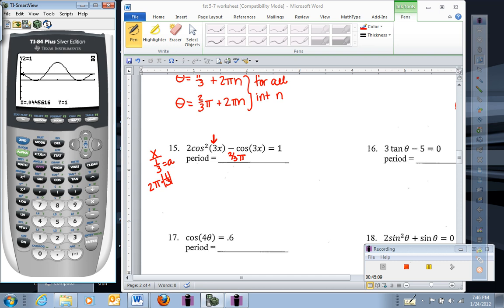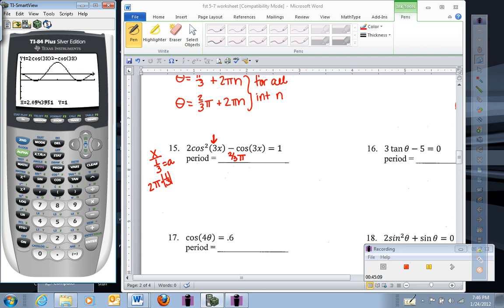So I'm going to go second, trace, go to number 5. And when I do that, my calculator does some thinking, and then notice where it takes my cursor? It's way over here at 2.094. And I'm saying, wait a minute, I thought that the point of intersection was way, way, way over here. And so what do you think that point of intersection is over there?